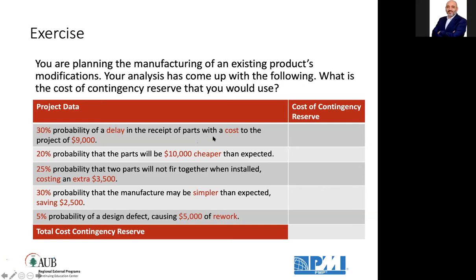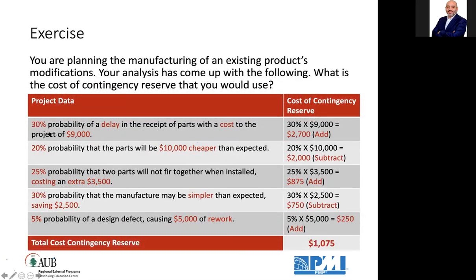Shall we correct? Okay, so 30% chance of delay. Yani, it's a threat. The threat, I'm going to add to the contingency reserve. The opportunity, I'm going to subtract from the contingency reserve. Okay? The contingency reserve, net تبعه هو النت of all threats minus opportunities.